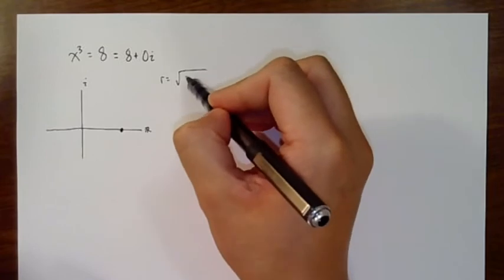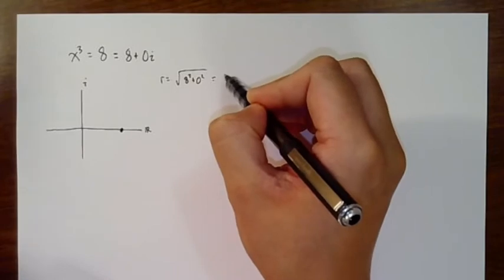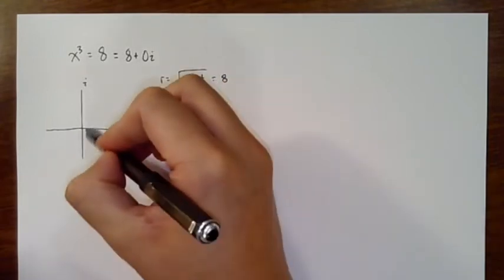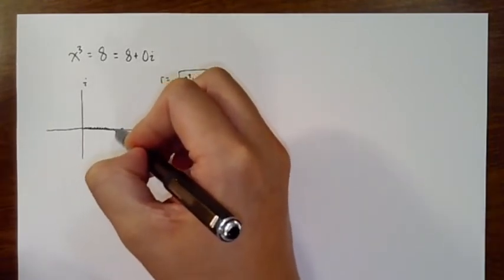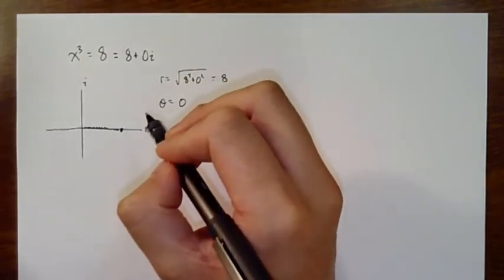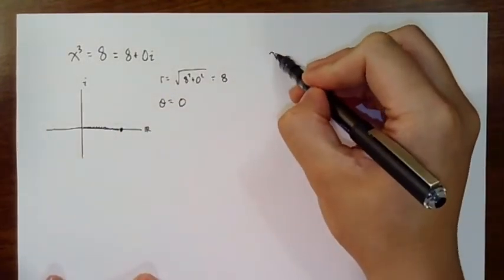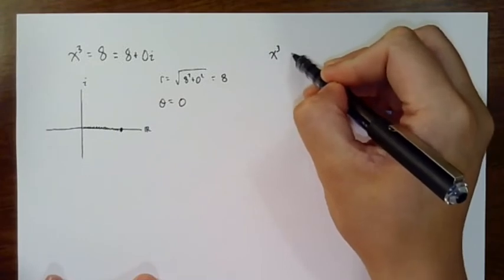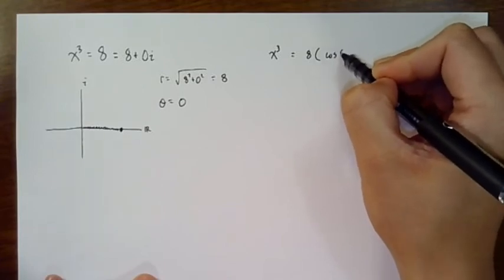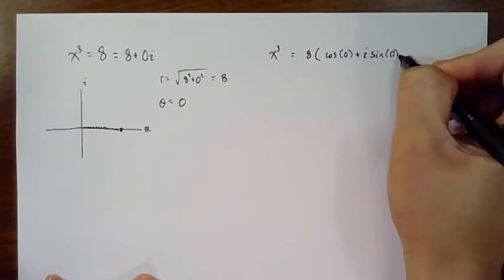So we can find our r. Our r is the square root of 8 squared plus 0 squared, which is the square root of 64, which is just 8, which is nice. And then we need to find our theta, but if you look, it's just here on the positive real axis, which is the same as the x-axis, basically. So we know theta is actually 0 degrees. And what we'll do is rewrite this equation like this: x cubed is equal to 8 times the cosine of 0 plus i sine of 0.